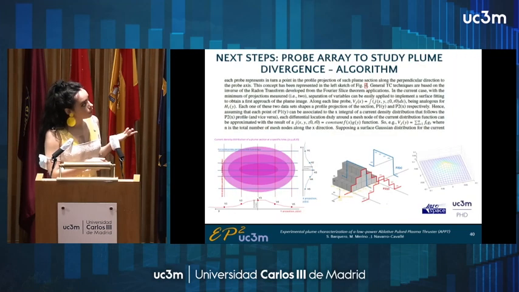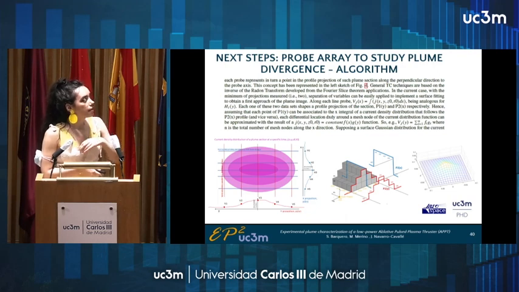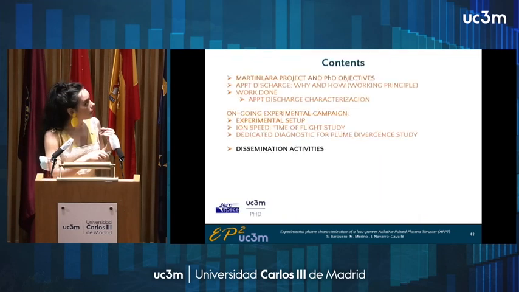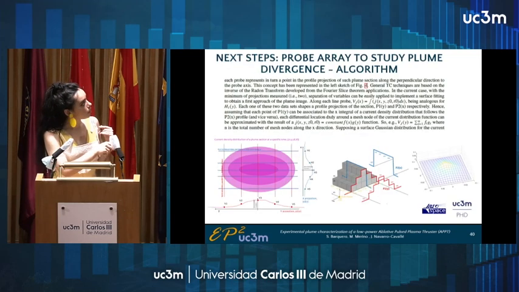We want to use this data in order to apply algorithms related to computed tomography. But as we just have two directions, the code that we developed is basically based on separation of variables. And what we obtain with each probe is basically the accumulated current along this direction, assuming that all the measurements can contribute to the final shape of the section.